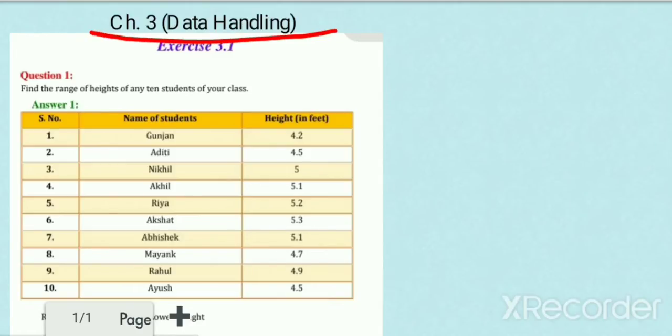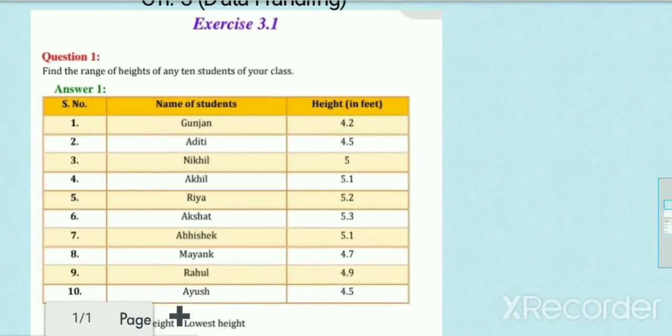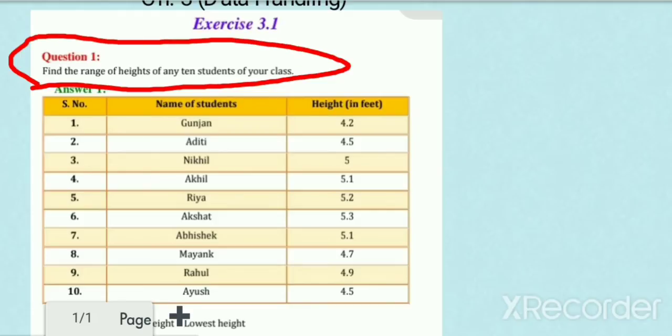Data handling means some data will be given, and how you handle it and represent it is called data handling. Okay. Now exercise 3.1 question number 1 is: find the range of height of any 10 students of your class. So in this question, find the range.